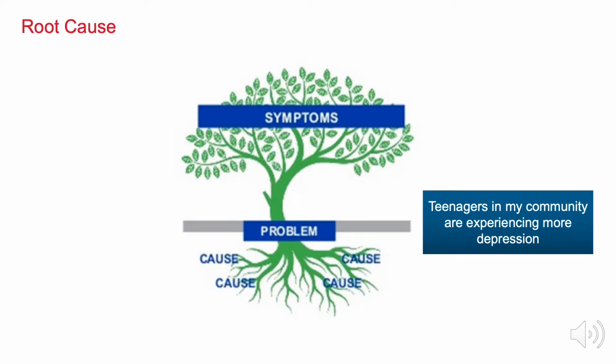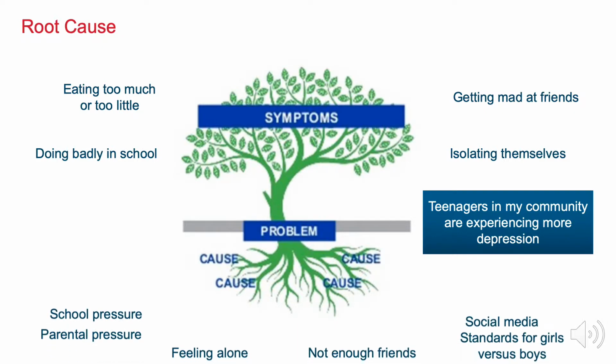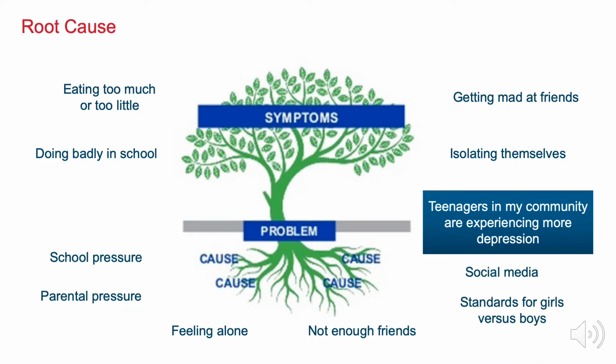So we have been talking about this example from the first workshop. Teenagers in my community are experiencing more depression. And we had divided up symptoms and causes. So symptoms were eating too much or too little, doing badly in school, people getting mad at friends, etc. And we also had a set of root causes.